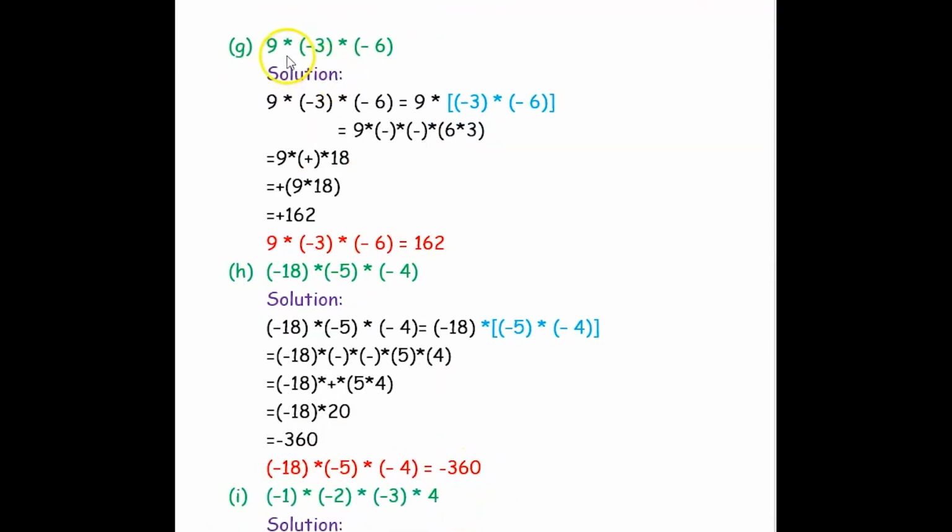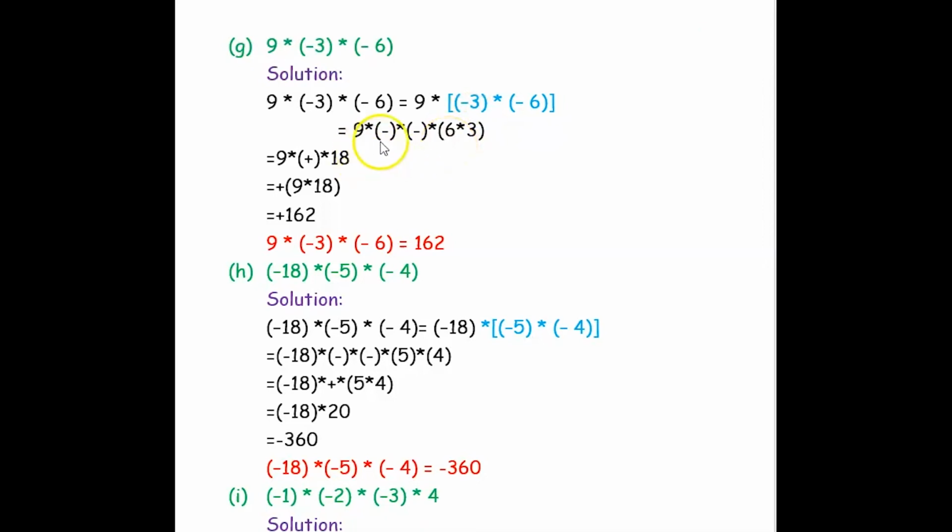Next question is 9 into negative 3 into negative 6. So now I am going to use the associative property. If you look at the numbers, we have two negative integers. So we can associate those two negative integers so that our calculation becomes easier. So now I am writing 9 separately and I have associated negative 3 and negative 6. Associated means I am writing them in parentheses and making the calculation for those two integers first.